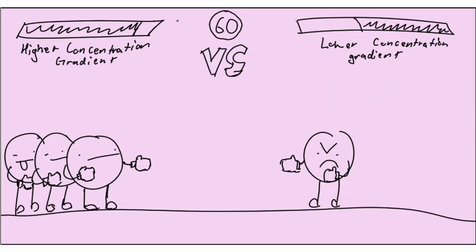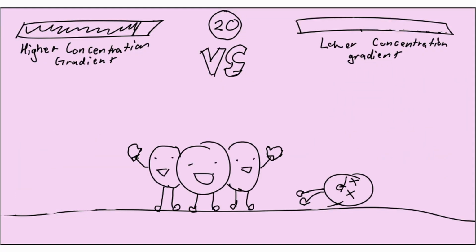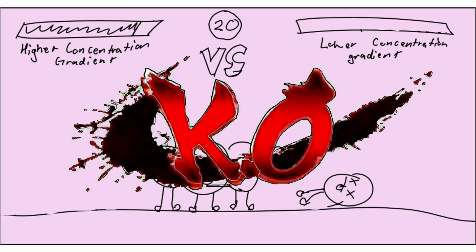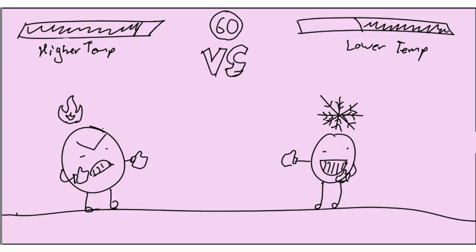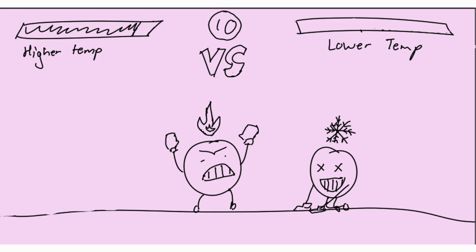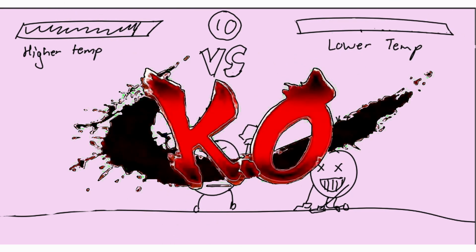Now, if there's a larger concentration gradient, the rate of diffusion would increase due to more collisions between molecules. If the temperature is higher, the rate of diffusion will increase because there will be more energy in molecules, which leads to more frequent collisions.